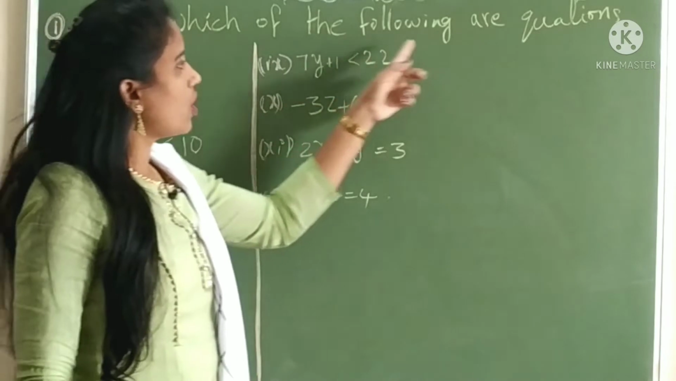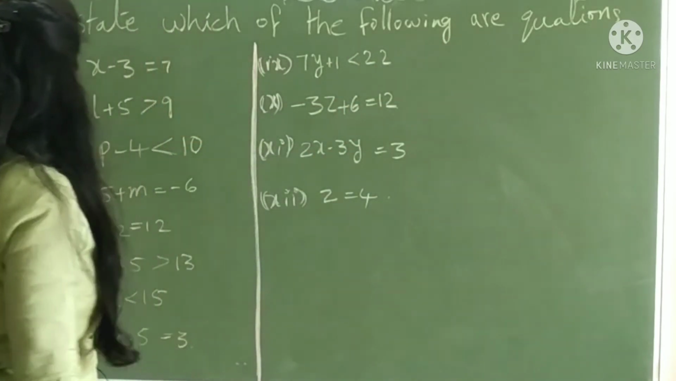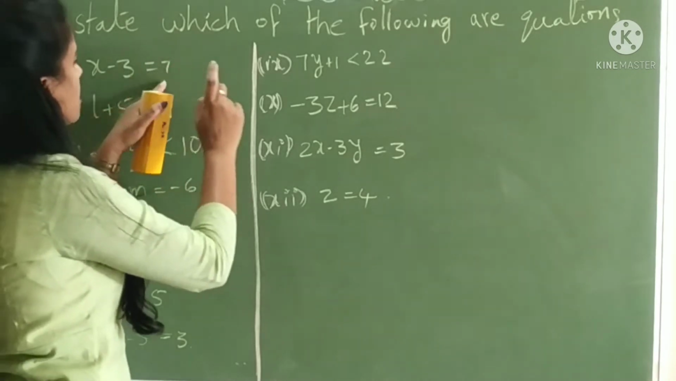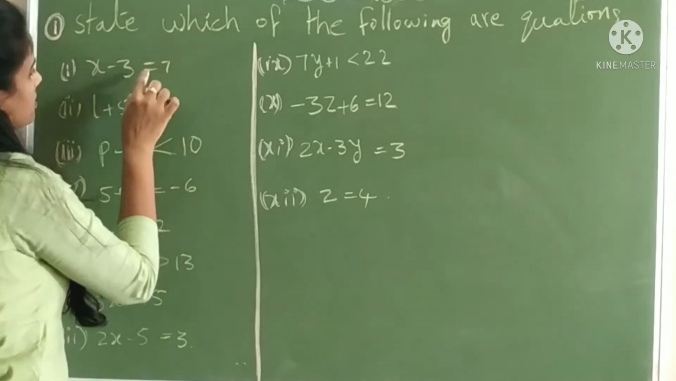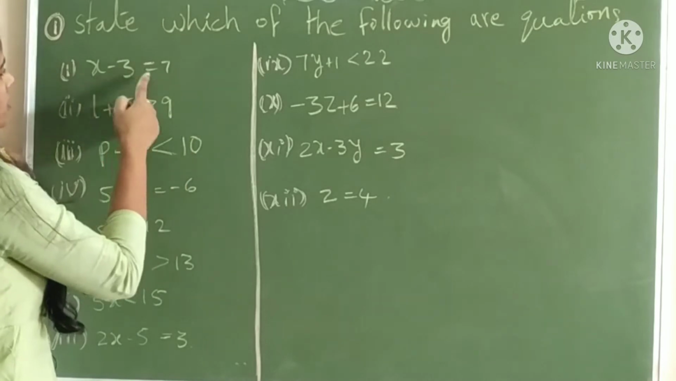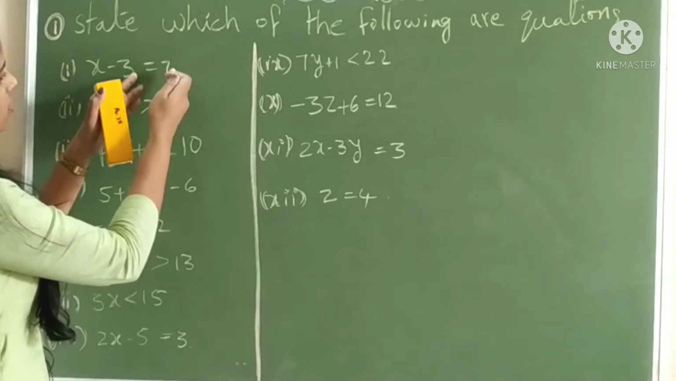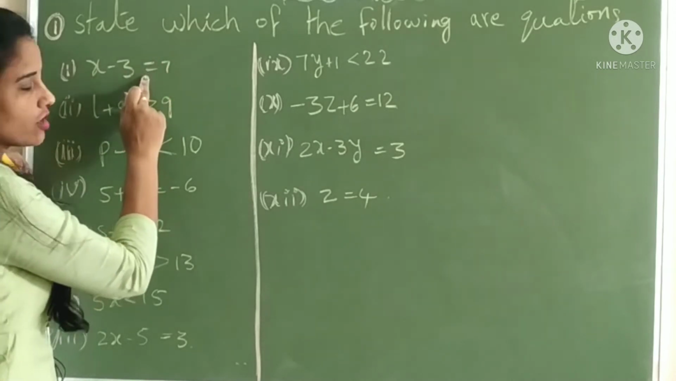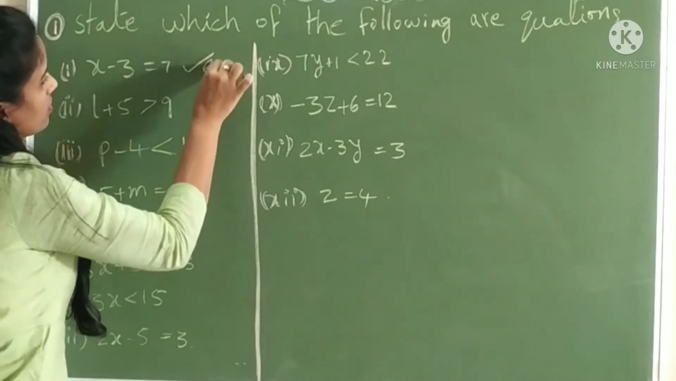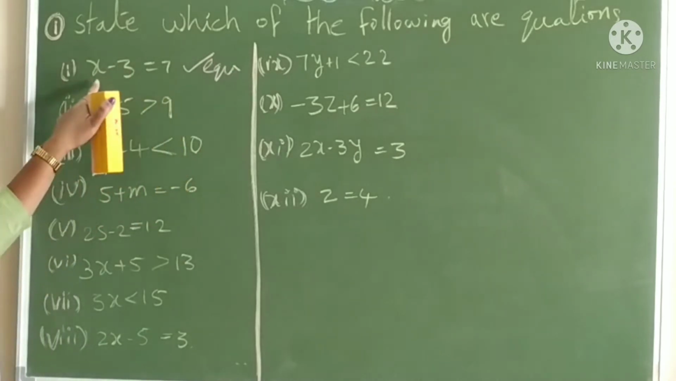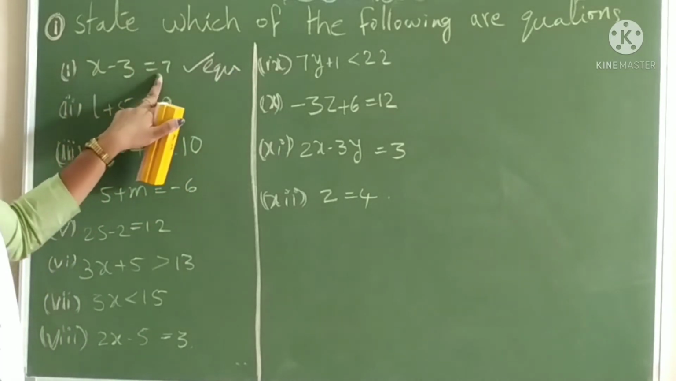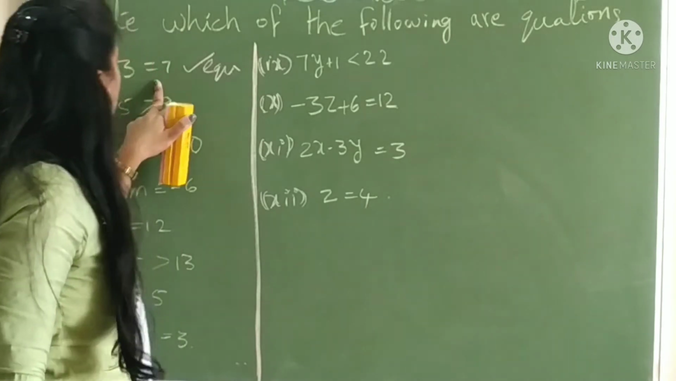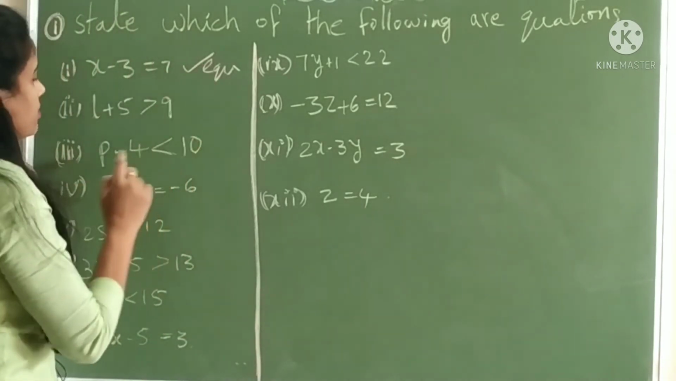State which of the following are equations. See, x minus 3 is equal to 7. Is it an equation or not? Yes, this is an equation. Why? Because it has two expressions and an equal sign between the two expressions. So this is an equation.